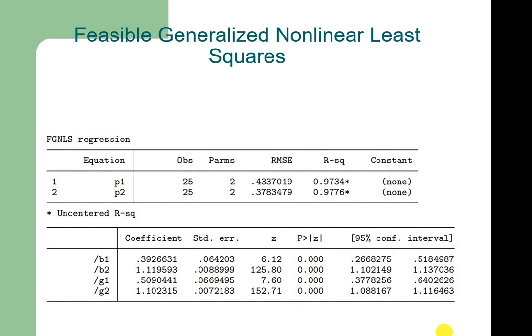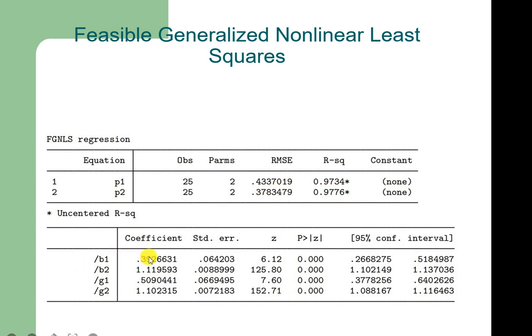So here is my feasible generalized nonlinear least squares that I just estimated in Stata. So these are the equation level statistics as I mentioned. For P1, the total number of observations is 25, two parameters beta 1 and beta 2, root mean square error of the residual, and this is uncentered R squared. There is no constant in this, and then for this we have observations 25, two parameters, and this is root mean square error for the residual of equation 2, and this is uncentered R squared for this equation.